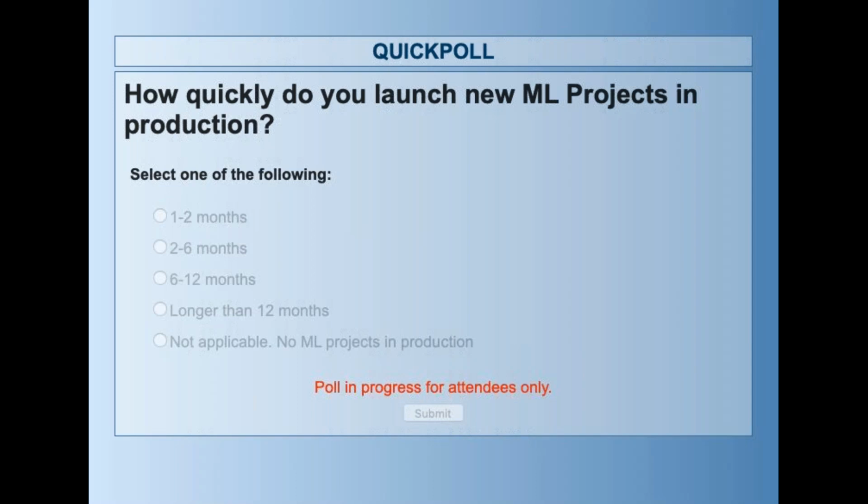That's very valuable. Yeah, so I see 1/3 does not have any projects in production, so they don't have enough data points. 1/3 of the audience quickly ships machine learning projects to production within 2 to 6 months, and another third has 6 to 12 months of release cycle for machine learning projects.